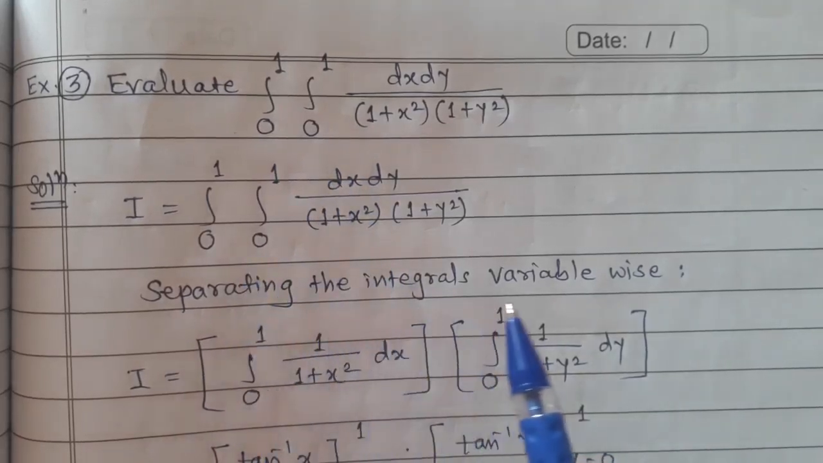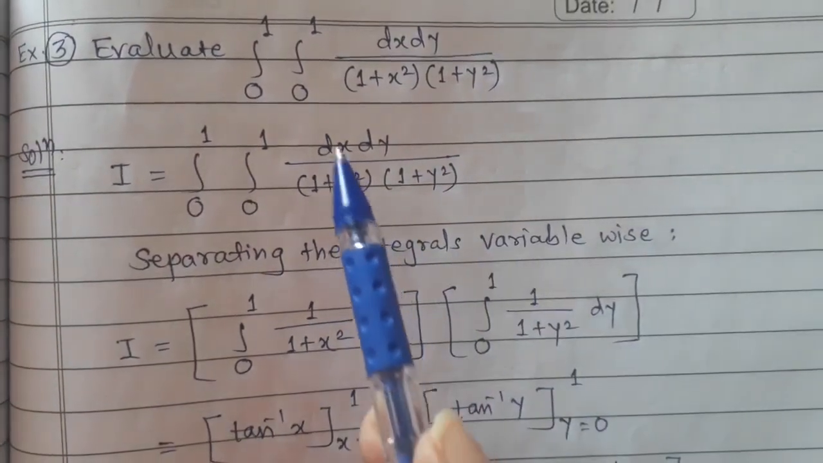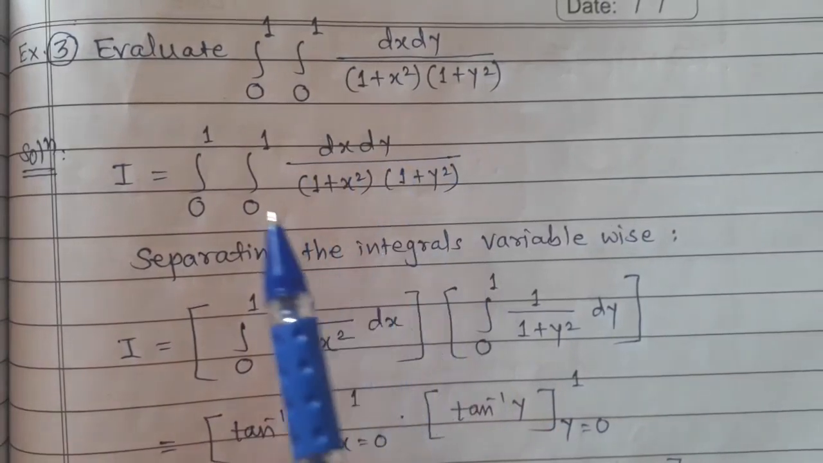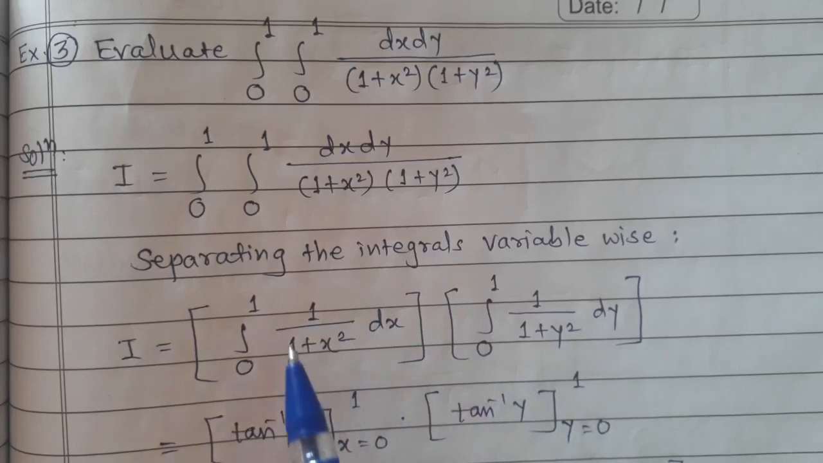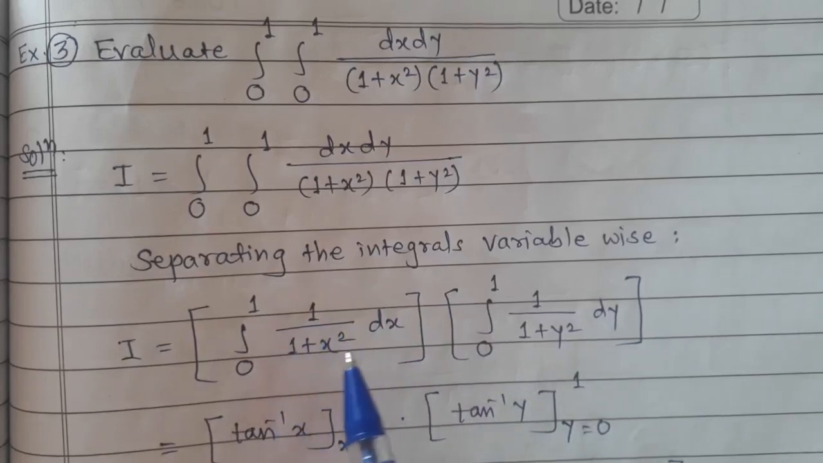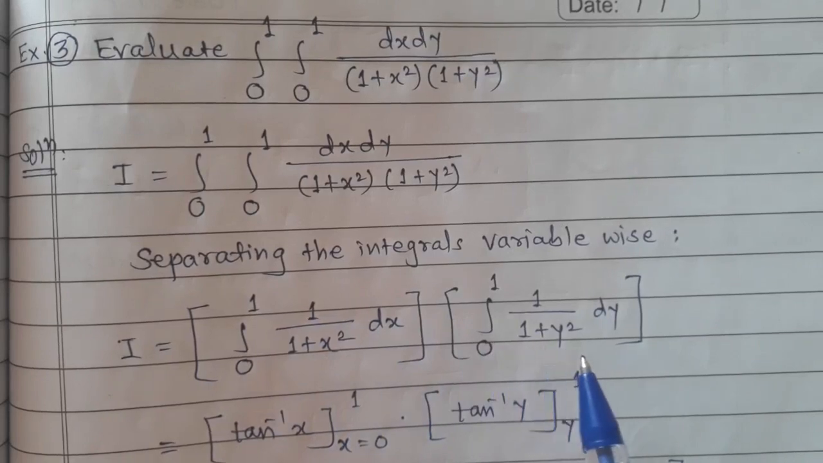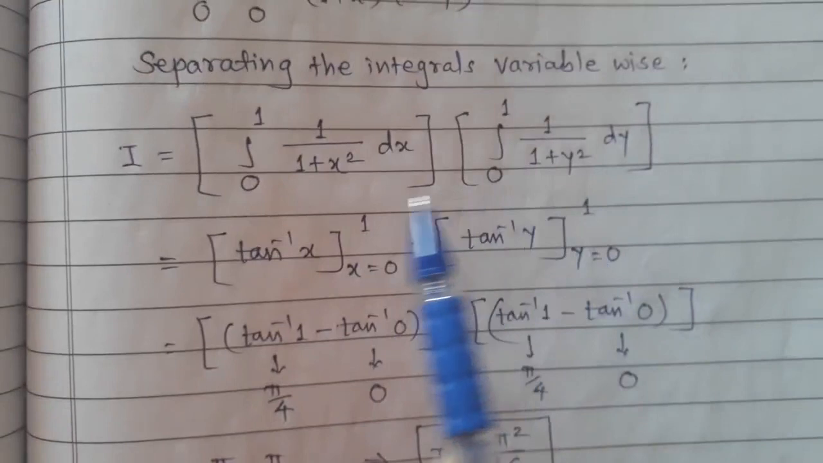So separating the integrals variable wise, that means here you can see the variable x and variable y you can separate out. So we can write this double integration as a product of two single integrations, 0 to 1, 1 upon 1 plus x square dx multiplied by 0 to 1, 1 upon 1 plus y square dy, which is the standard integration.